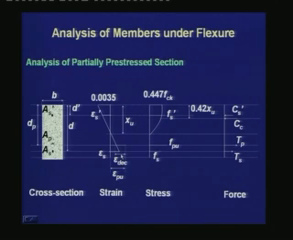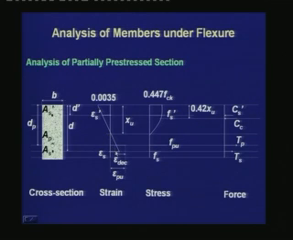We identify the strains at the different levels of the steel. For the partially prestressed section, we have A_s prime as the steel near the compression phase, which is at a depth d prime. We have the prestressing tendon, which is represented as A_p, and its CGS lies at a depth d_p. We also have the steel near the tension phase, which is represented as A_s, and its centroid is at a depth of d from the compression phase.